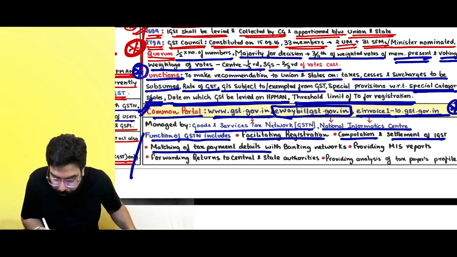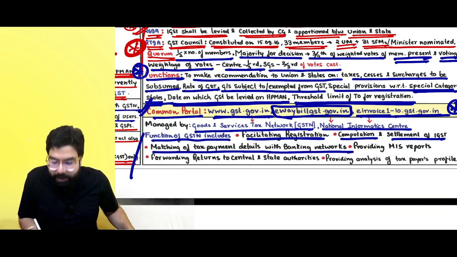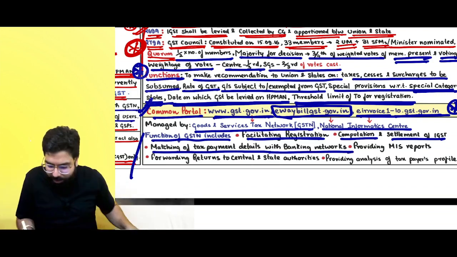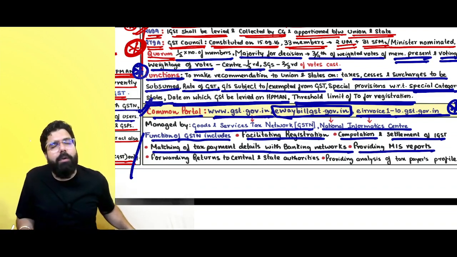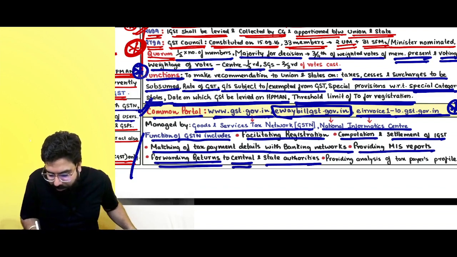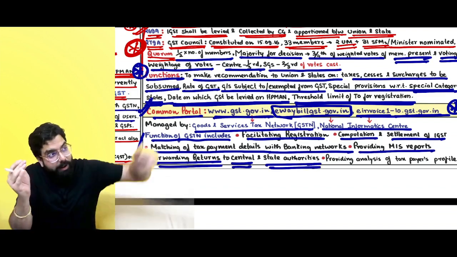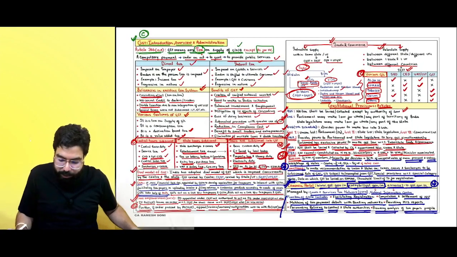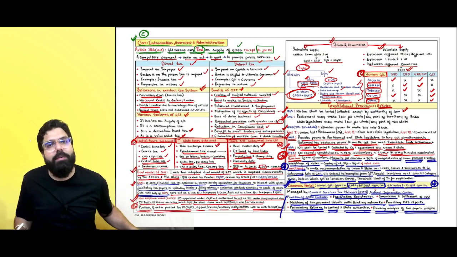Matching of tax payment details with the banking network. When you make the payment, whether the payment has been received or not, all those checks, etc. Providing monthly information system reports, forwarding returns to center and state authorities. The return which you file will be forwarded to your respective officers, and providing analysis of taxpayer profile will also be done by the Goods and Service Tax Network.